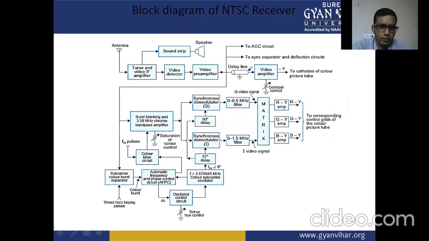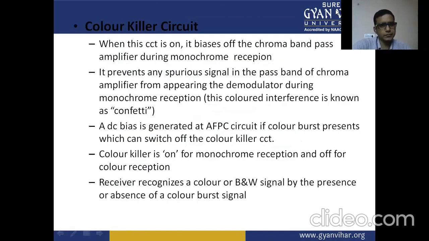This is the block diagram of the NTSC receiver system. In this receiver, again, we have used the superheterodyne type of receiver, and we have the color signals, that is red, green, and blue. So three different signals are produced, and the antenna is used to receive the signal. So this is the complete block diagram of the NTSC receiver.